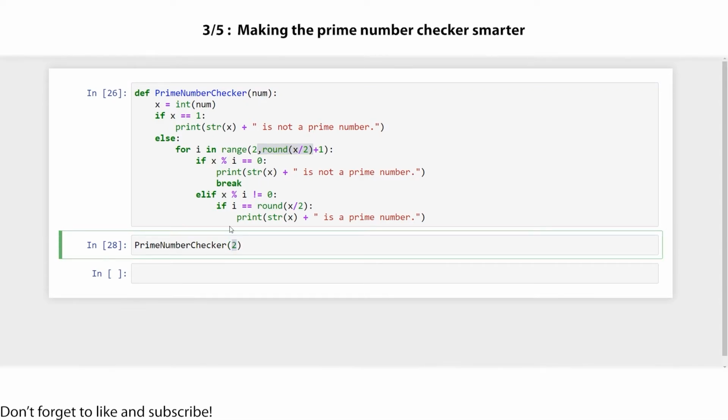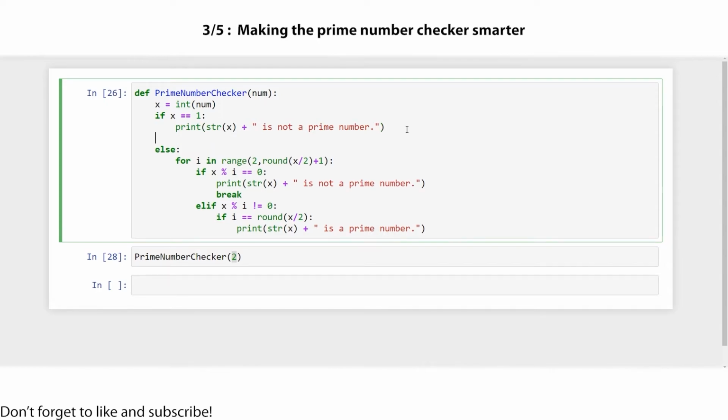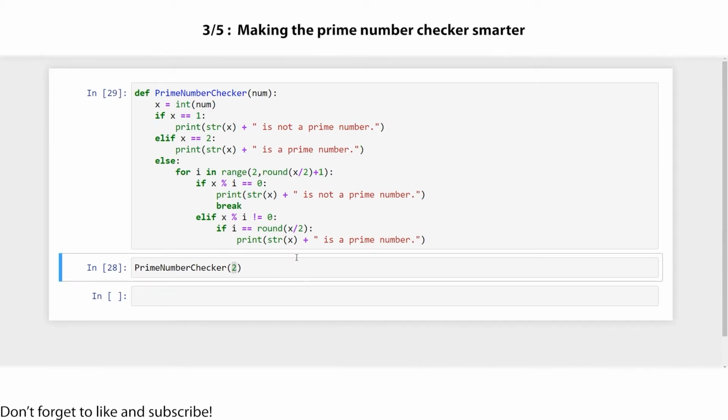So what we can do here is, we know 2 is a prime number. That's a given fact again. So what we can do is simply create another hard-coded else statement. Excuse me, that should be else if. So if x is equal to 2, we can print string x is a prime number. Okay, cool. And let's run that, and let's run this.